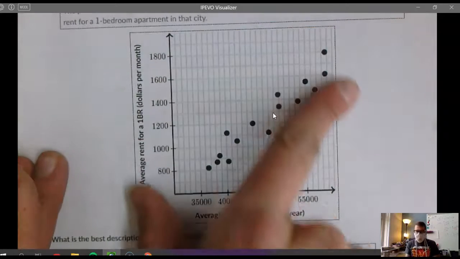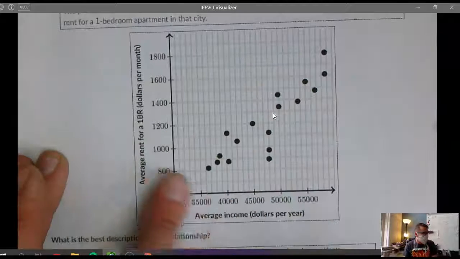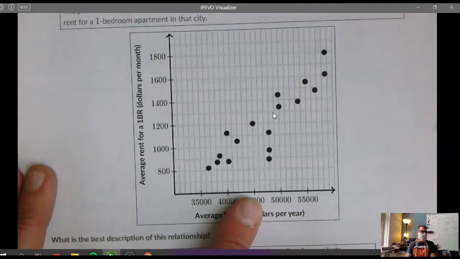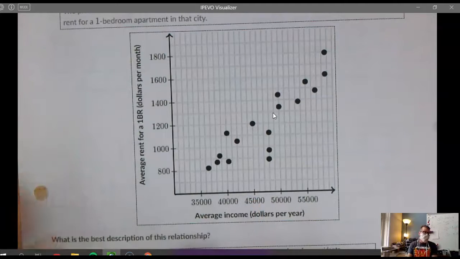So, what might you observe from this graph? Somebody raise a hand and tell me what you might observe or infer. Zoe?